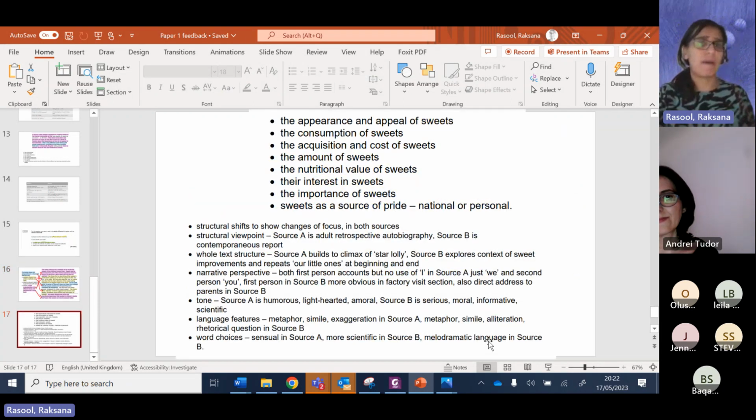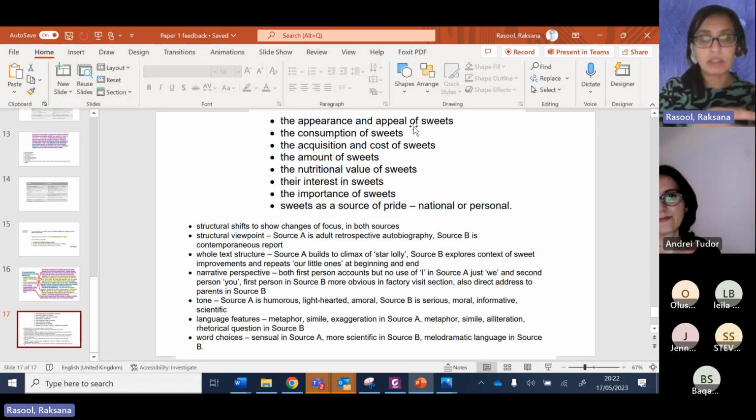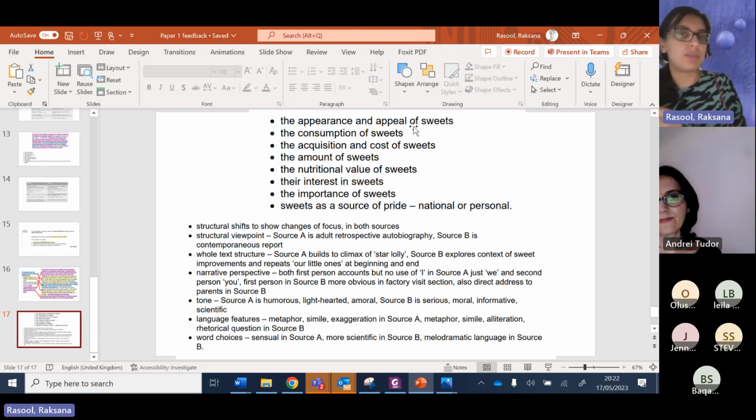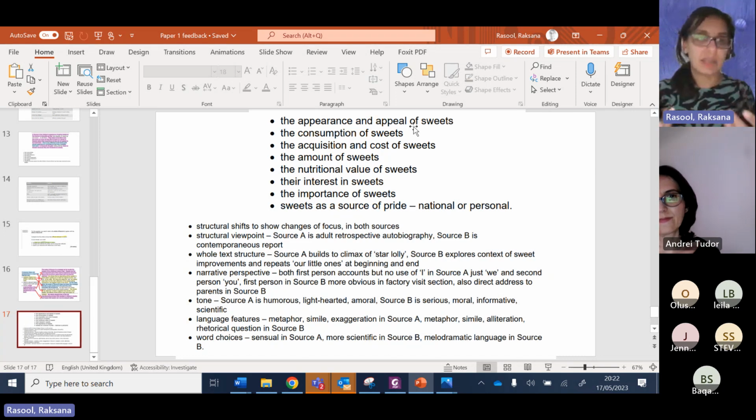The other things you could talk about in perspective is the appearance and appeal of the sweets. So in source A, like Layla said, the sweets' wrappers are described in appearance, but in source B, he also describes the appearance of the girls painting the sauce. You know, they're little artists. They don't need to be perfect, but they're painted. That's a perspective on sweets, that they need to look good to appeal.